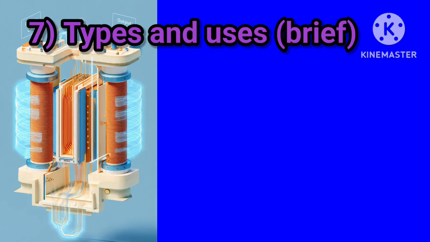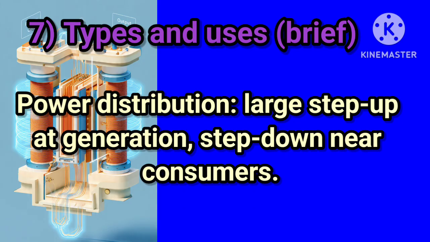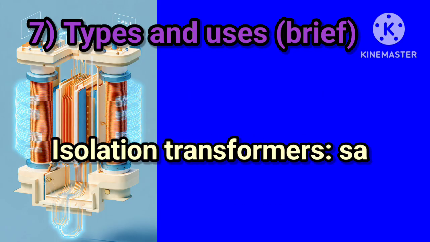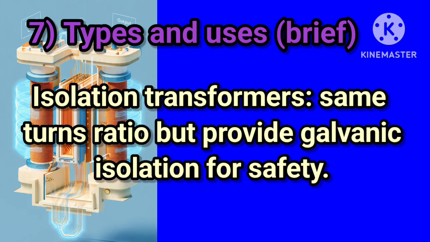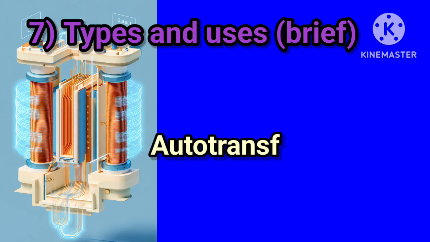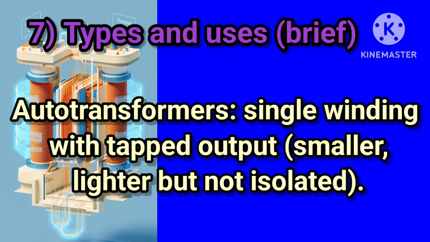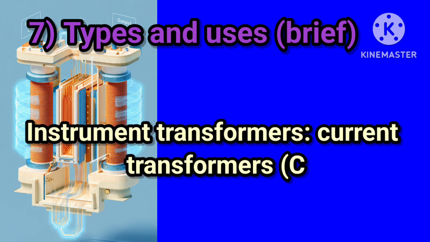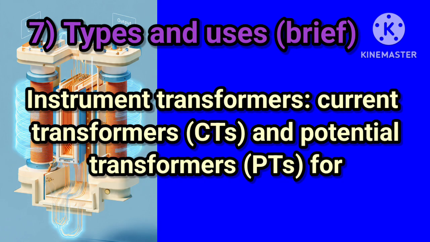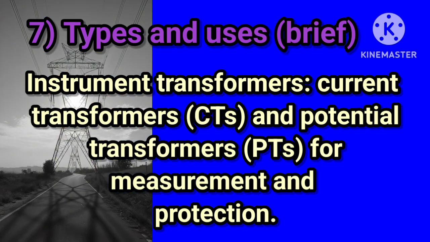7. Types and uses, brief. Power distribution: large step-up at generation, step-down near consumers. Isolation transformers: same turns ratio but provide galvanic isolation for safety. Autotransformers: a single winding with tapped output, smaller and lighter but not isolated. Instrument transformers: current transformers, CTs, and potential transformers, PTs, for measurement and protection.